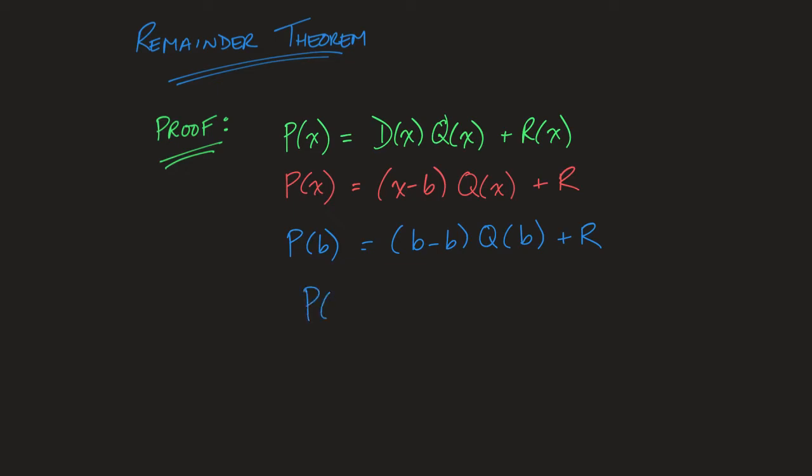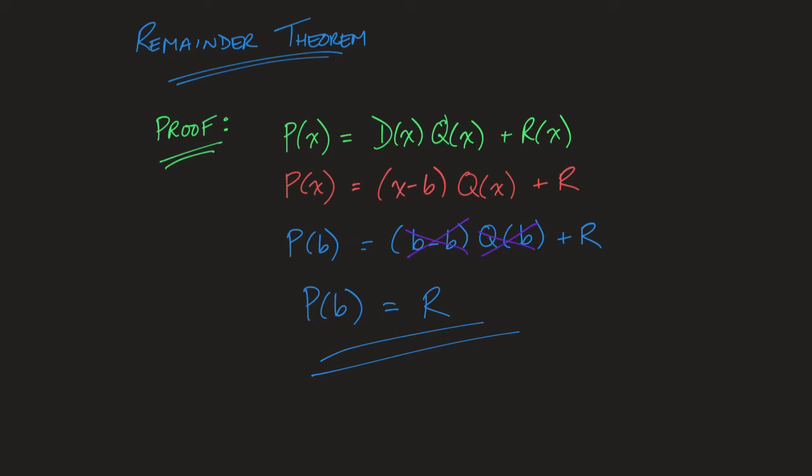My left side is P of b. Well, on my right side, b minus b is going to become 0. 0 times anything is 0. And we are left with r. And there we go. There is our proof. What did remainder theorem say? It said when I sub b back into my original, it's going to give me my remainder when I divide by x minus b, and you can see that proof on your screen now.